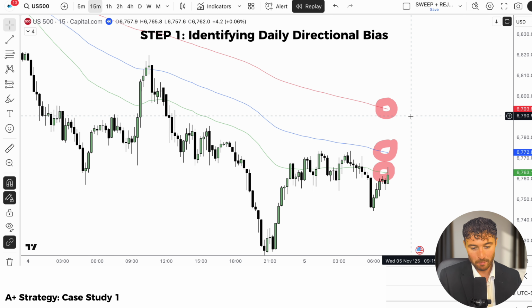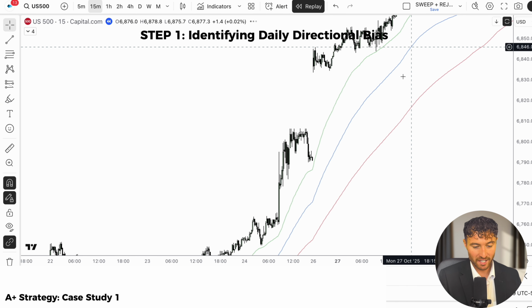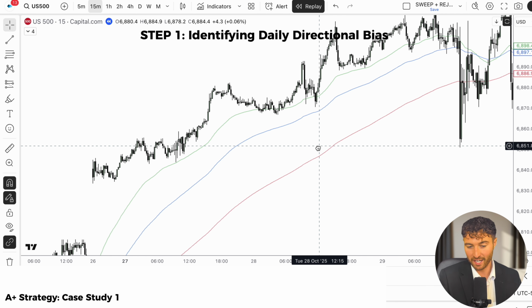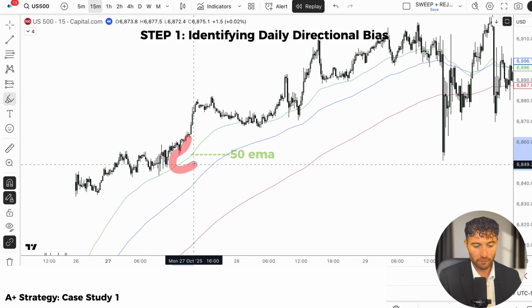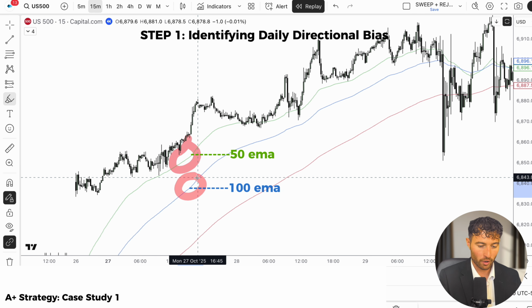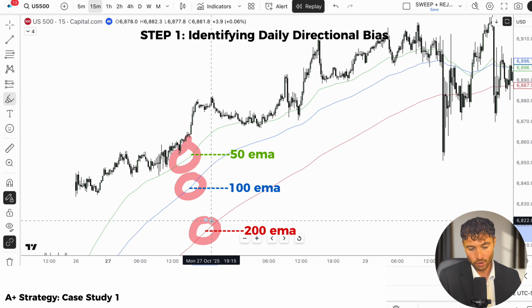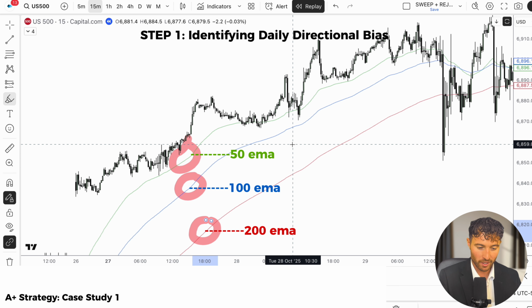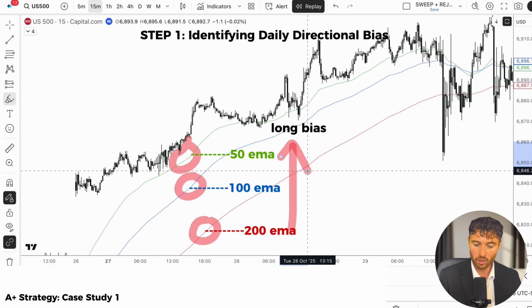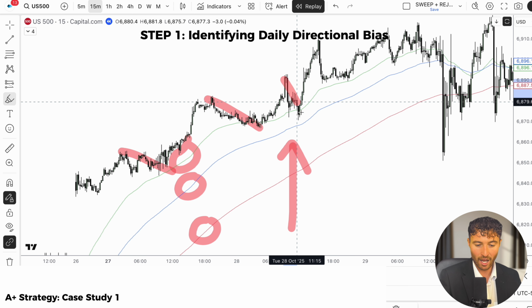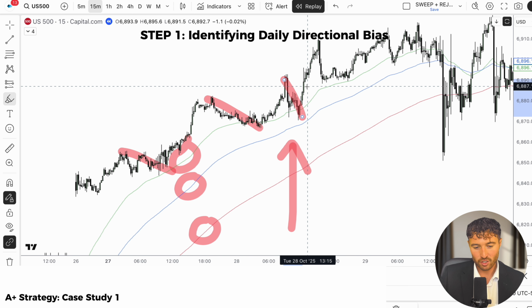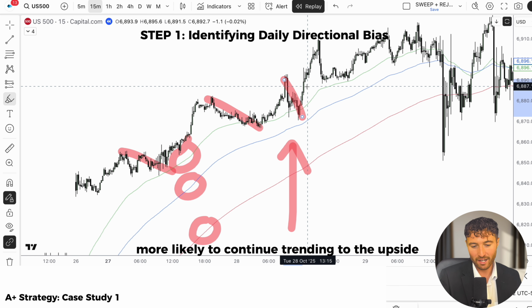Okay, so this is an example of a sell bias market. Let's take a look at a long bias market. We're still looking at the 15-minute time frame. However, in this scenario, you can see that the 50 EMA is greater than the 100, which is greater than the 200. So this would indicate to you as a trader that we have a long daily directional bias. We have a long bias on this market. And as you can see, any sort of pullback in price was an opportunity to get long in this market. And because we trade trending assets, it's more likely that this market is going to continue to the upside.